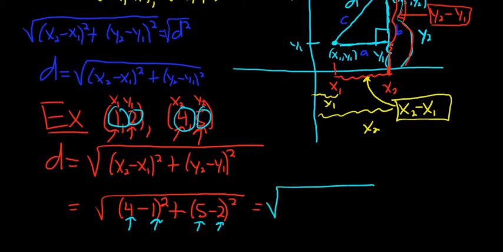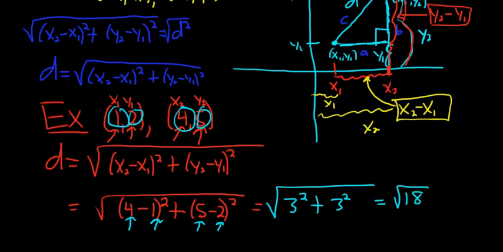This is equal to the square root. Let's see, 4 minus 1 is 3, so we get 3 squared, plus 5 minus 2 is also 3, so we get 3 squared. Oh, wow. Okay. 9 plus 9, so we get 18. Oh, no, we have to keep going. So this can be simplified.